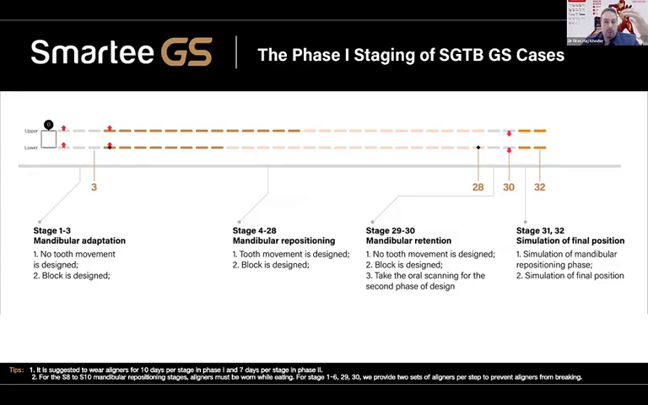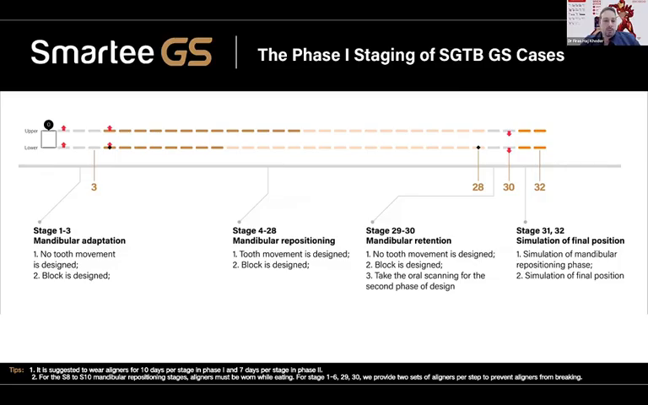It's suggested to wear the aligners for 10 days per stage in phase 1. In phase 1, where we are advancing the mandible, we need to use the aligners for 10 days. And then in phase 2, we're going to use them for 7 days, because it's only for alignment and set stages. In most stages, we ask the patient specifically to eat with the aligners so we can simulate the new position. We can get the adaptation of the muscle and the condyle.